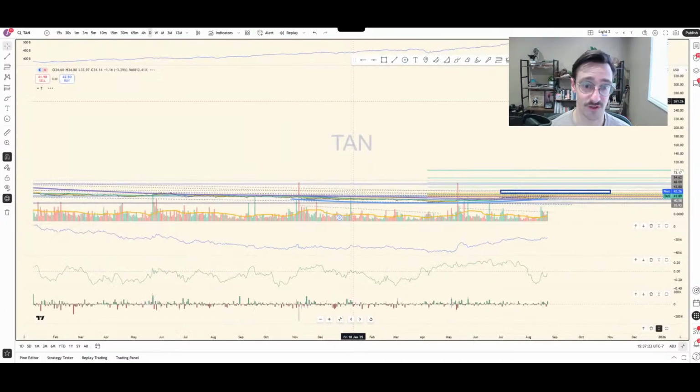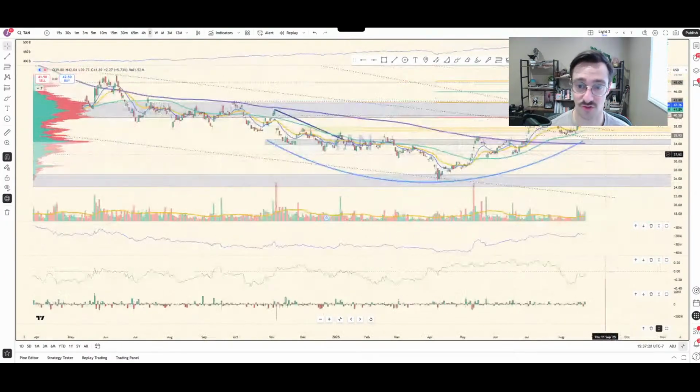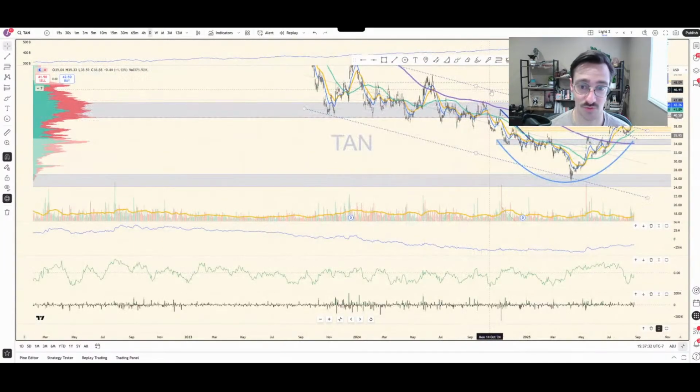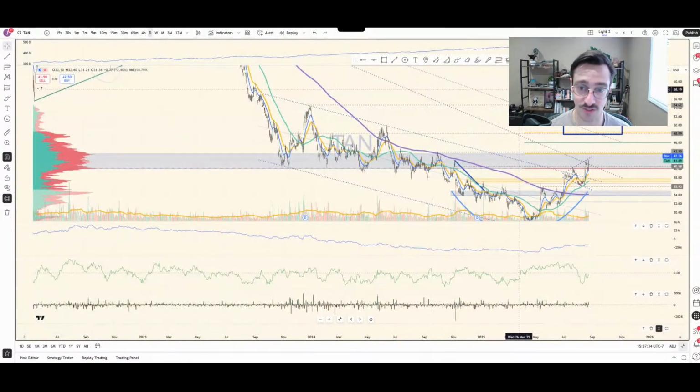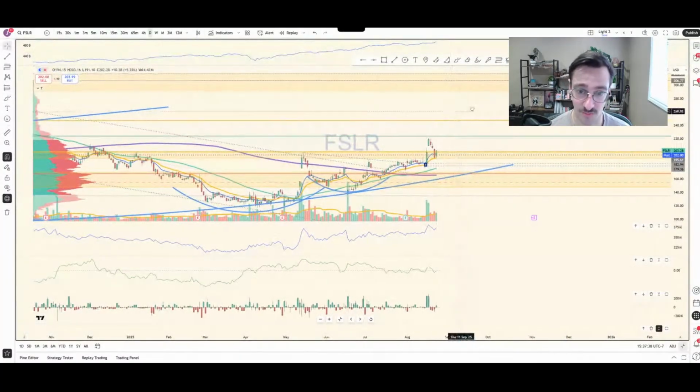TAN acting very right. Off the 9-day EMA, even stronger than FSLR. Nice megaphone breakout here. Once it's through this congestion range, it can fly up to this zone here. FSLR on the daily, by the way, holding that 20-day beautifully.